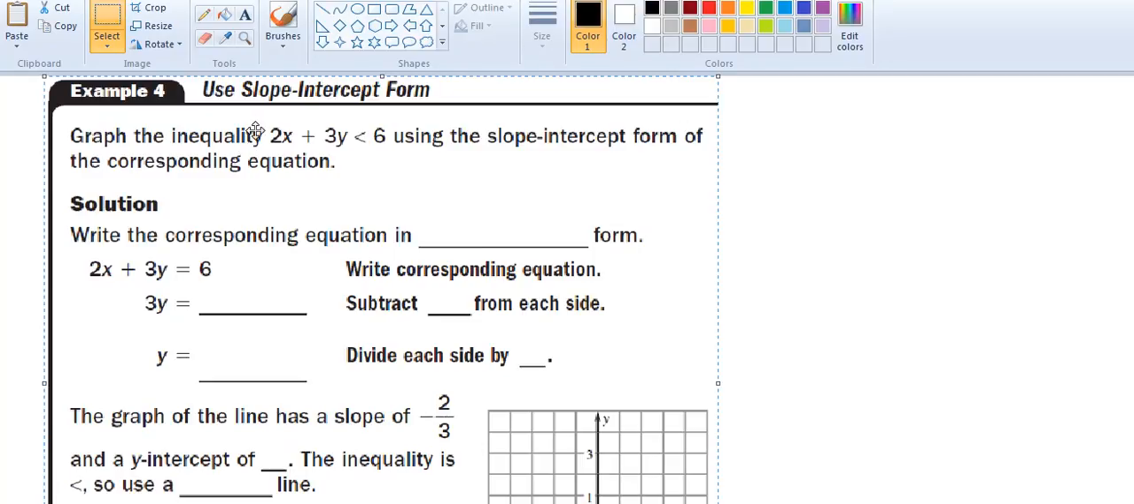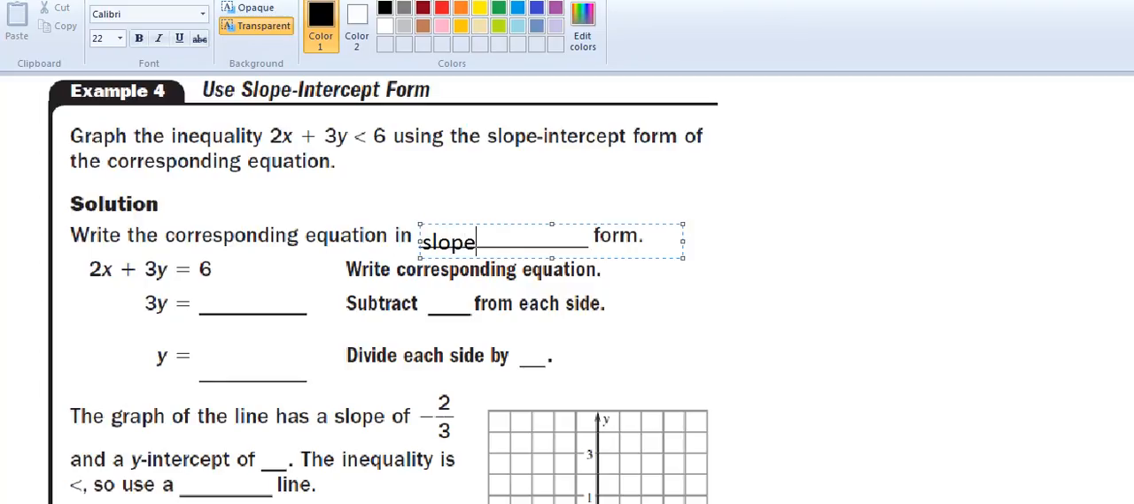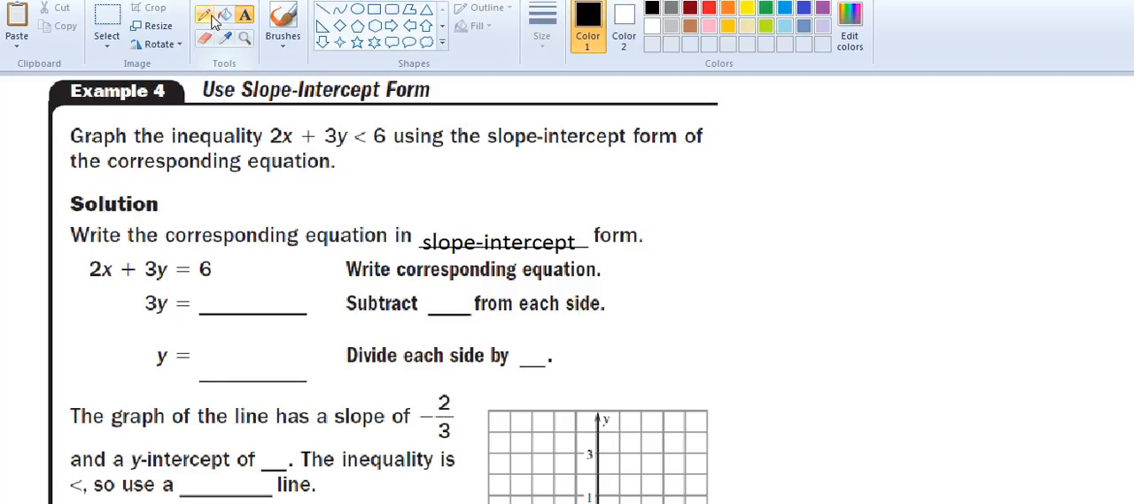Okay, in example 4, we're going to have an x and a y in the inequality, or in this case, we're going to treat it like an equation. Should feel a little bit more normal as we put it on the coordinate plane. So first thing we're going to do is write this corresponding equation. You can type this in here as what's called slope-intercept form.